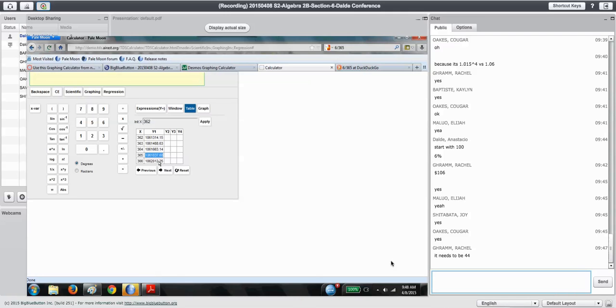You would have $1,061,837.68 versus just having $1,060,000. The difference is an extra $1,837. Does that make sense? Like, we're getting pretty good here.